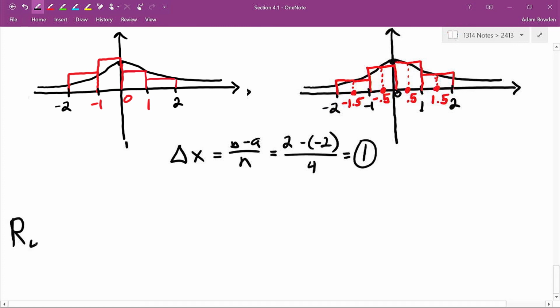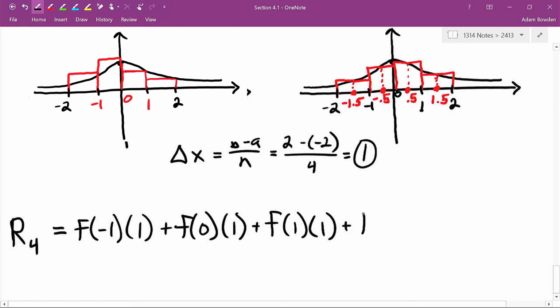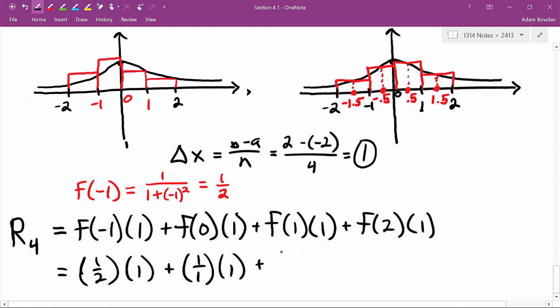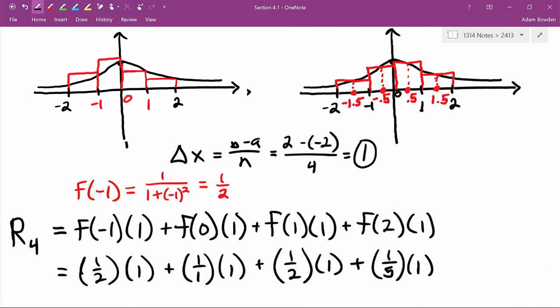Okay, so the right endpoint rectangles add together by doing f of -1 times 1 plus f of 0 times 1 plus f of 1 times 1 plus f of 2 times 1. Okay, and I won't go through plugging in all these things, but basically f of -1 in this particular function would look like 1 over 1 plus -1 squared, which would equal 1 over 2. And we could do that for all of them here. So it looks something like 1 over 2 times 1 plus 1 over 1 times 1 plus 1 over 2 times 1 plus 1 over 5 times 1. And I went ahead and got a decimal for all this, and it's actually equal to exactly 2.2.